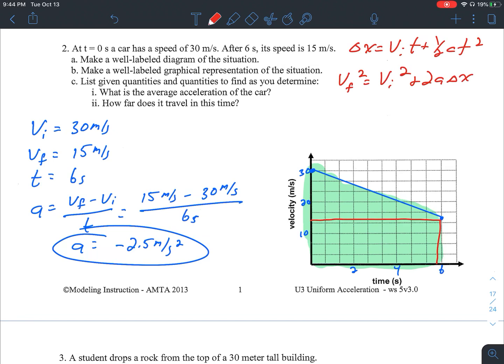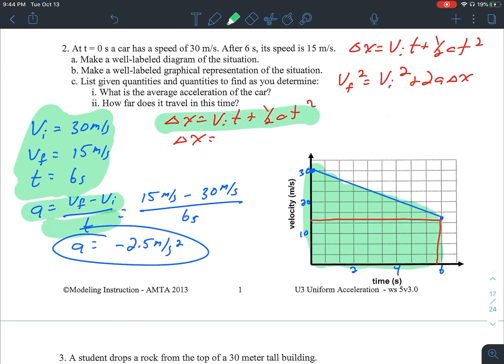So we have part one, or rather, part I: how far does it travel? I'm just going to pick that first equation. And again, we always want to identify our variables with units. We should never be writing a number without a unit on it, and also identifying which equations we're using, so that's very clear to the observer and also to yourself when you're going back through your work.